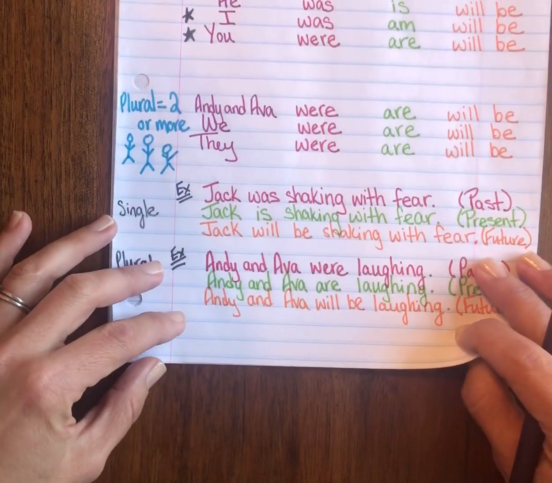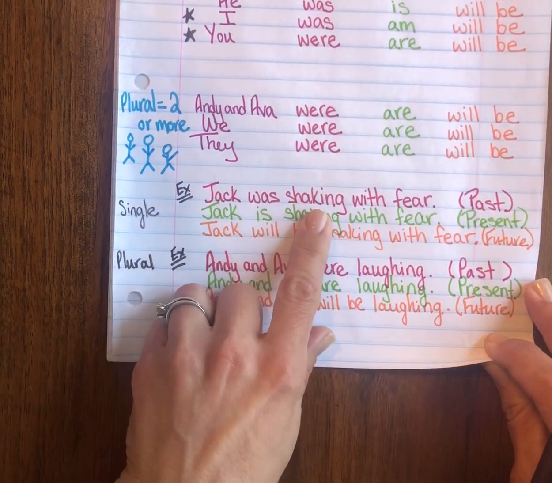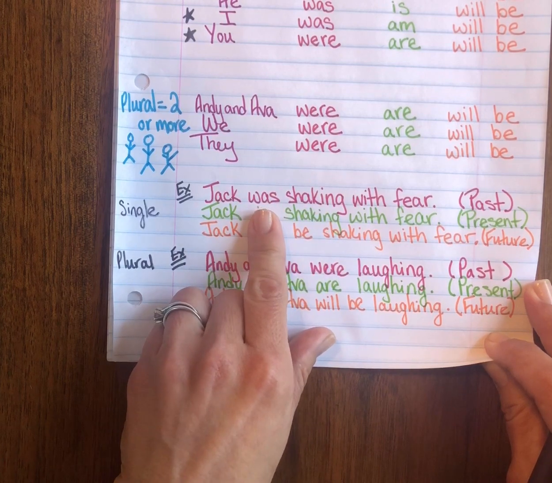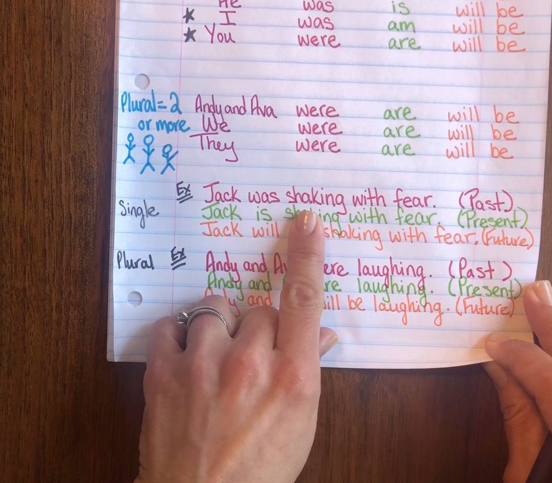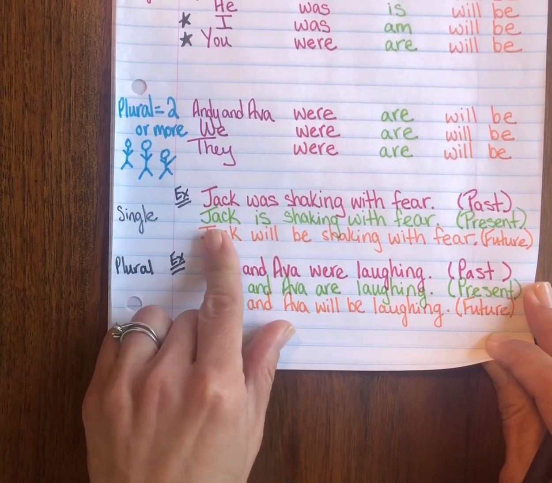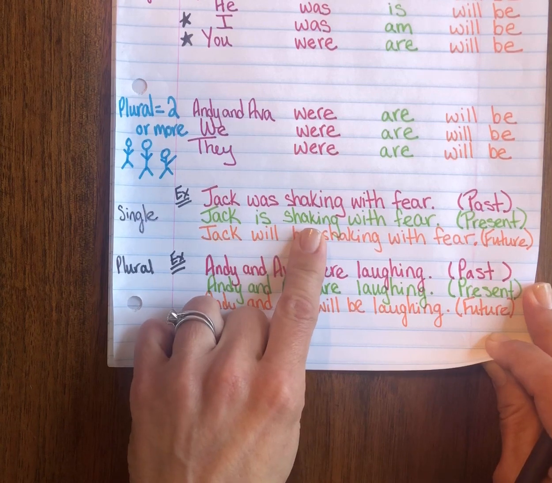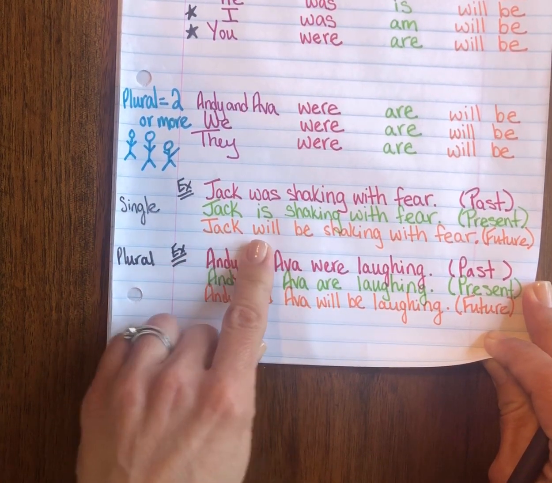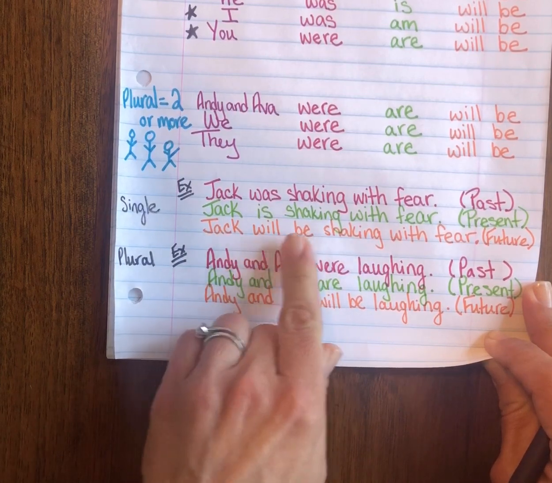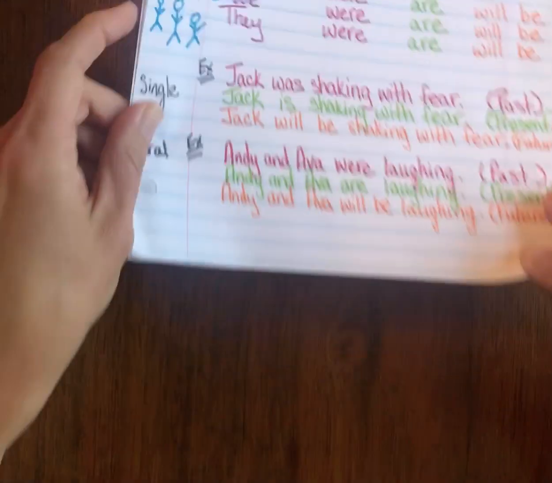Just to show you a quick example, we could use examples like Jack was shaking, and you'll notice the verb of being or the helping verb is helping us understand Jack was shaking in the past. Or if we're saying present, Jack is shaking. This is the action that Jack is currently doing. Or if we talked about the future, what will Jack be doing? He will be shaking with fear. So that's how we would use the single version of that.